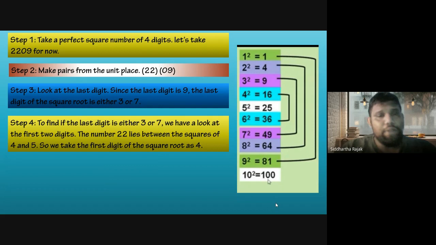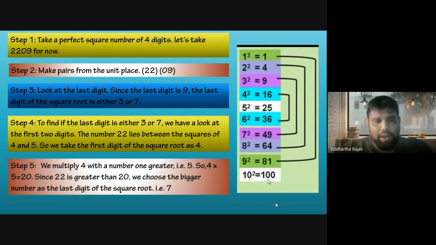So it's either 43 or 47. Now we have to be sure if it's 43 or 47, right? For that, we take the number 4, that is the first digit of our square root. You multiply that 4 with a number which is 1 greater than it. A number which is 1 greater than 4 is 5, so you multiply 4 and 5. 4 into 5 is 20.